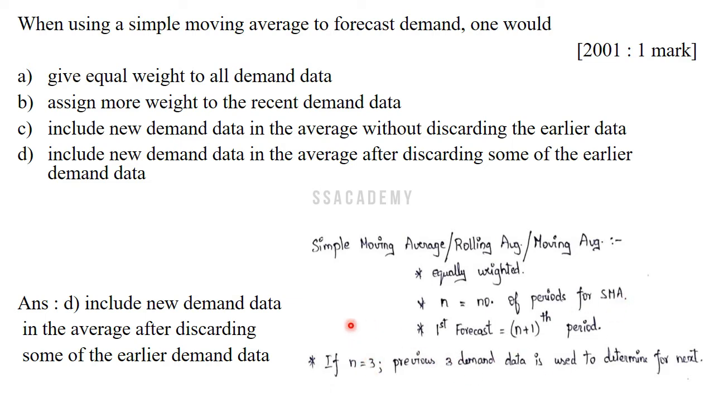In that case, you have to add the 5th, 6th and 7th periods demand data and divide it by 3 to find the forecast for the 8th period. Thereby, here you are neglecting first, second, third and fourth periods demand data. This is the procedure of simple moving average forecasting technique. Here you are including new demand data in the average after discarding some of the earlier demand data.